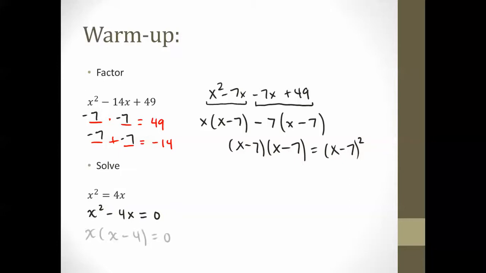We're going to factor out GCF, x, which would leave us with x minus 4 in parentheses. Then we're going to use the zero product property to set the two factors equal to 0 and solve for x. So x equals 0 and x minus 4 equals 0, so x equals 4.